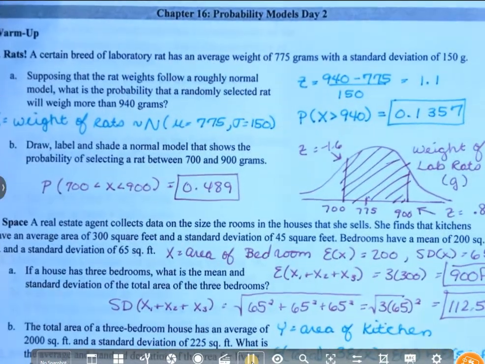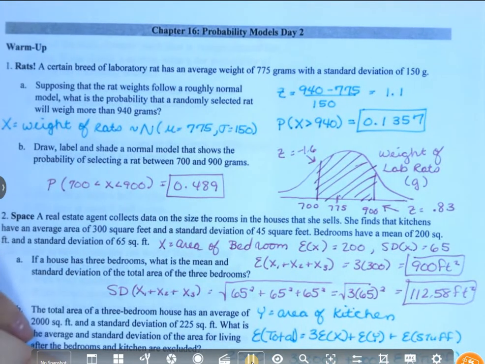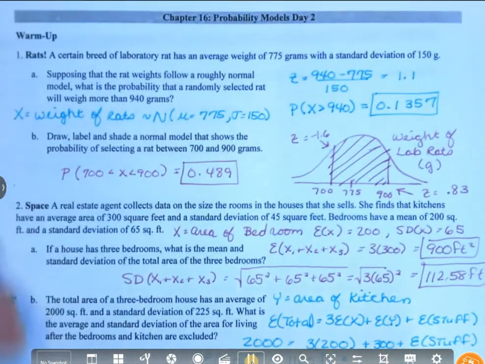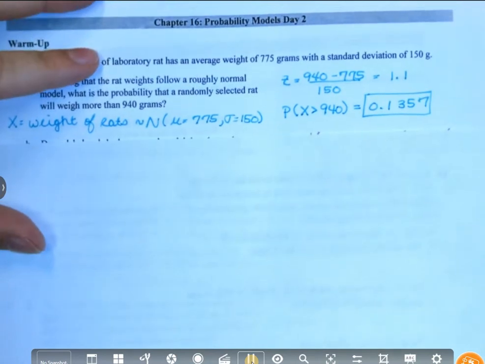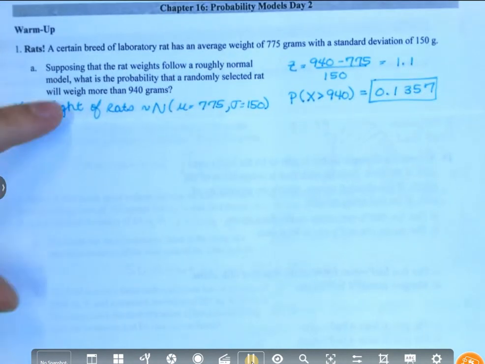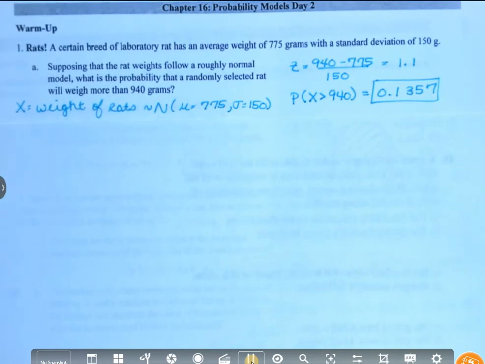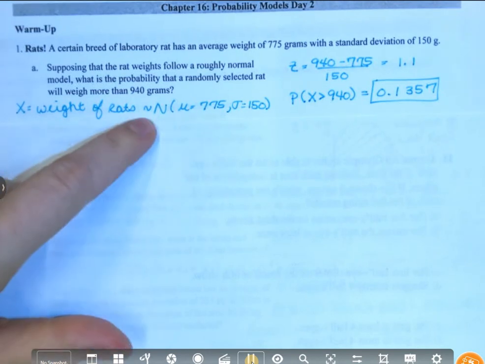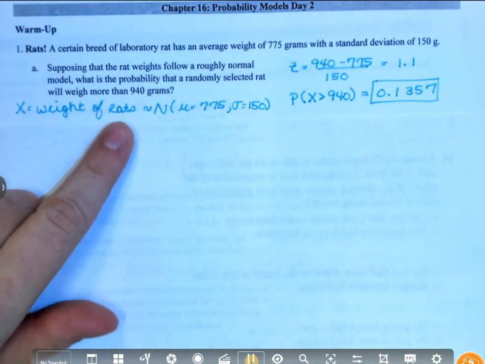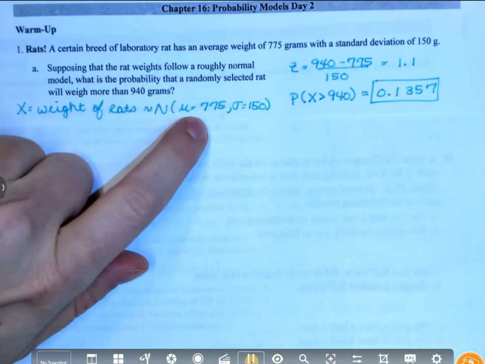I also want to make sure that we're focusing on what kind of stuff you need to write. What needs to be shown? For number one, you want to make sure that you define your variable. We're talking about the weight of the rats, and it said it followed a normal model, so now we describe the thing: shape, center, spread.